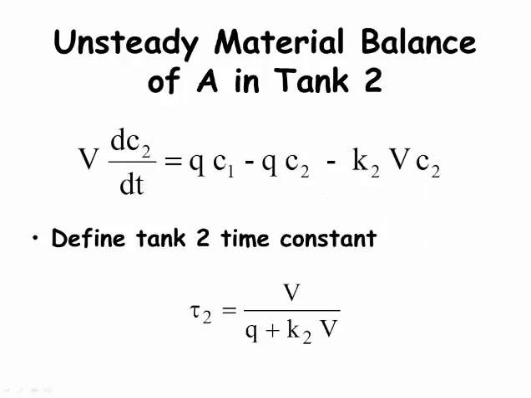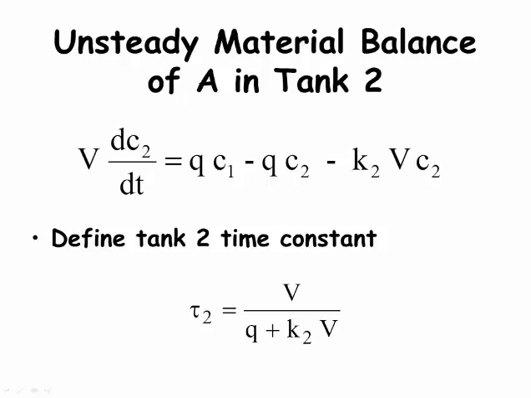Now we need to write the time-dependent material balance of reactant A in tank 2. The equation is similar to the equation for tank 1, except that there is no Cm times Qm term because there is no input from tank A into tank 2. The term on the left side of the equal sign describes the change in reactant A concentration with respect to time in tank 2. The first term on the right side describes the amount of reactant A that is entering tank 2 from the steady flow Q and the changing reactant A concentration leaving tank 1.